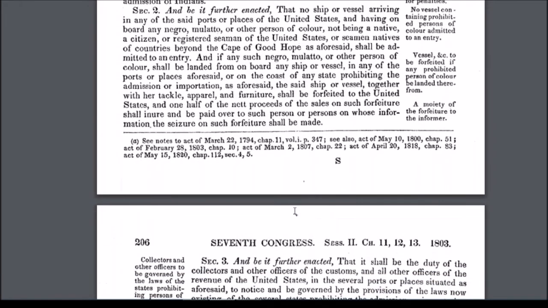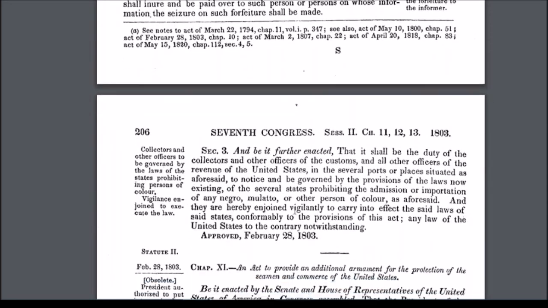Shall be forfeited to the United States, and one half of the net proceeds of the sales on such forfeiture shall inure and be paid over to such person or persons on whose information the seizure on such forfeiture shall be made. So whoever told on you would get part of that money.